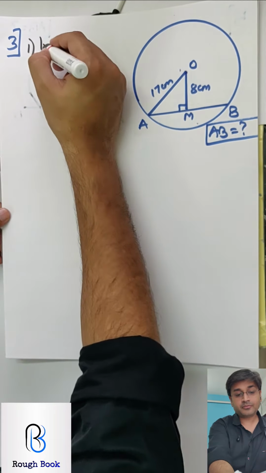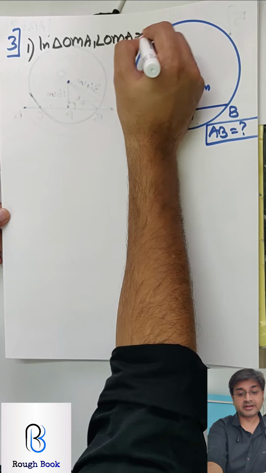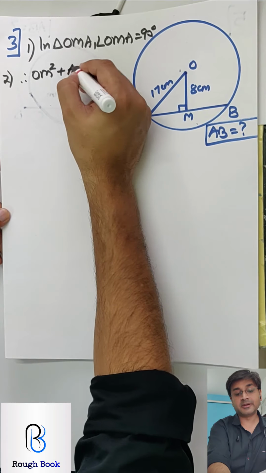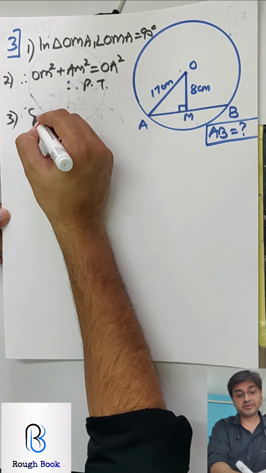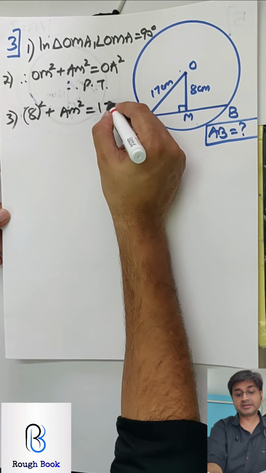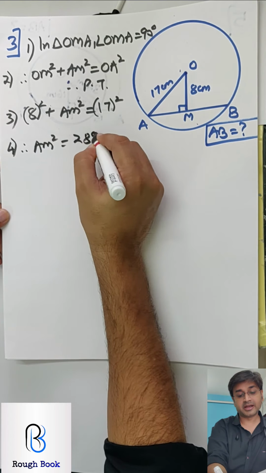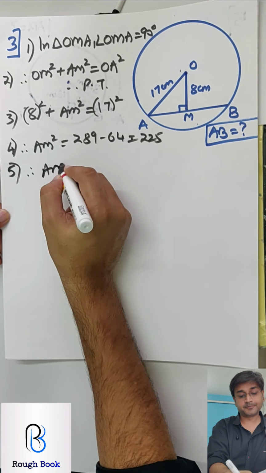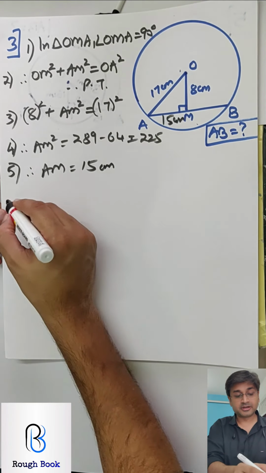So step 1. In triangle OMA, I shall say angle OMA is 90 degrees. That is Pythagoras we are applying. So OM square plus AM square is equal to OA square. Pythagoras theorem. OM is 8, AM is unknown and OA is 17. So therefore AM square is 289 minus 64, that is 225. So the root of that will be 15. So AM becomes 15 centimeters. Your target is AB, so double it.